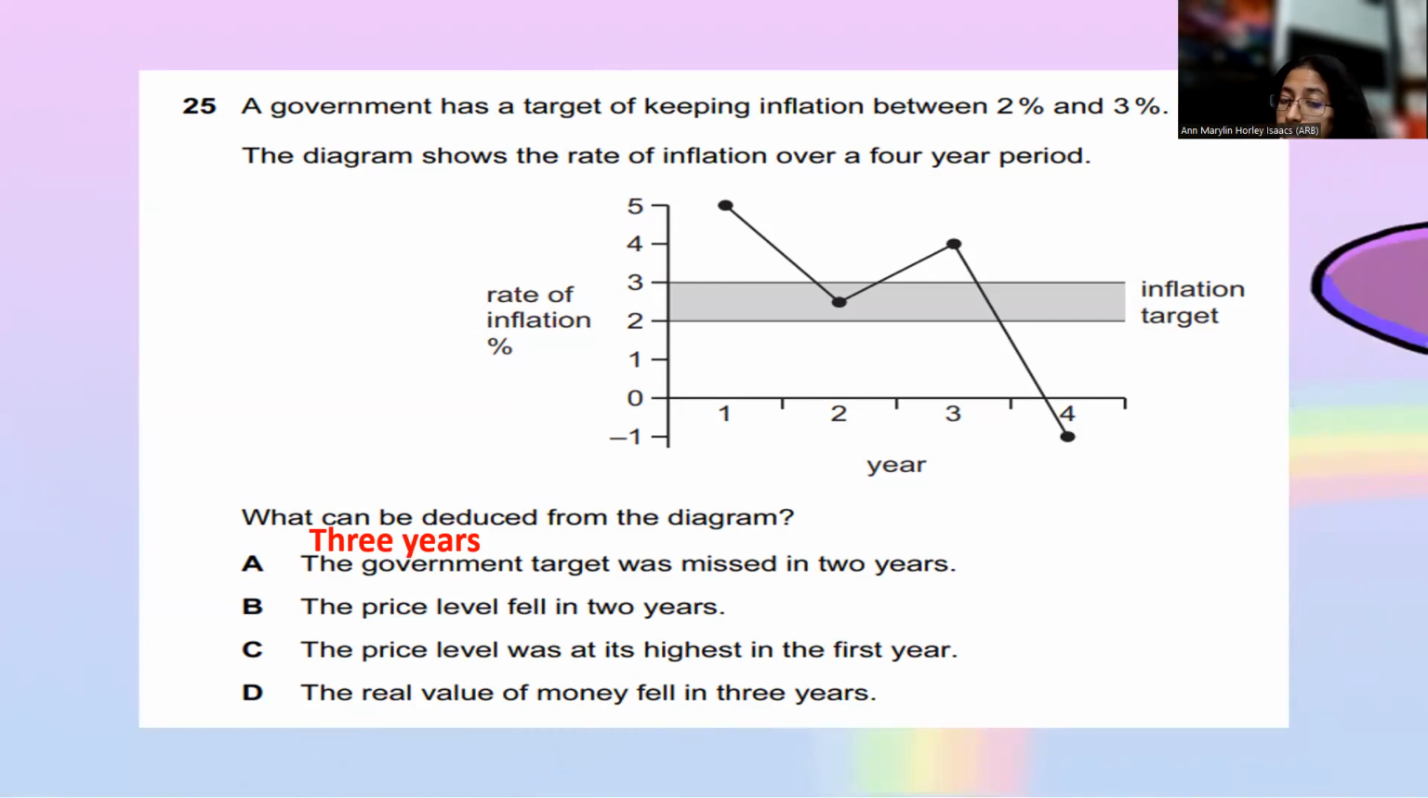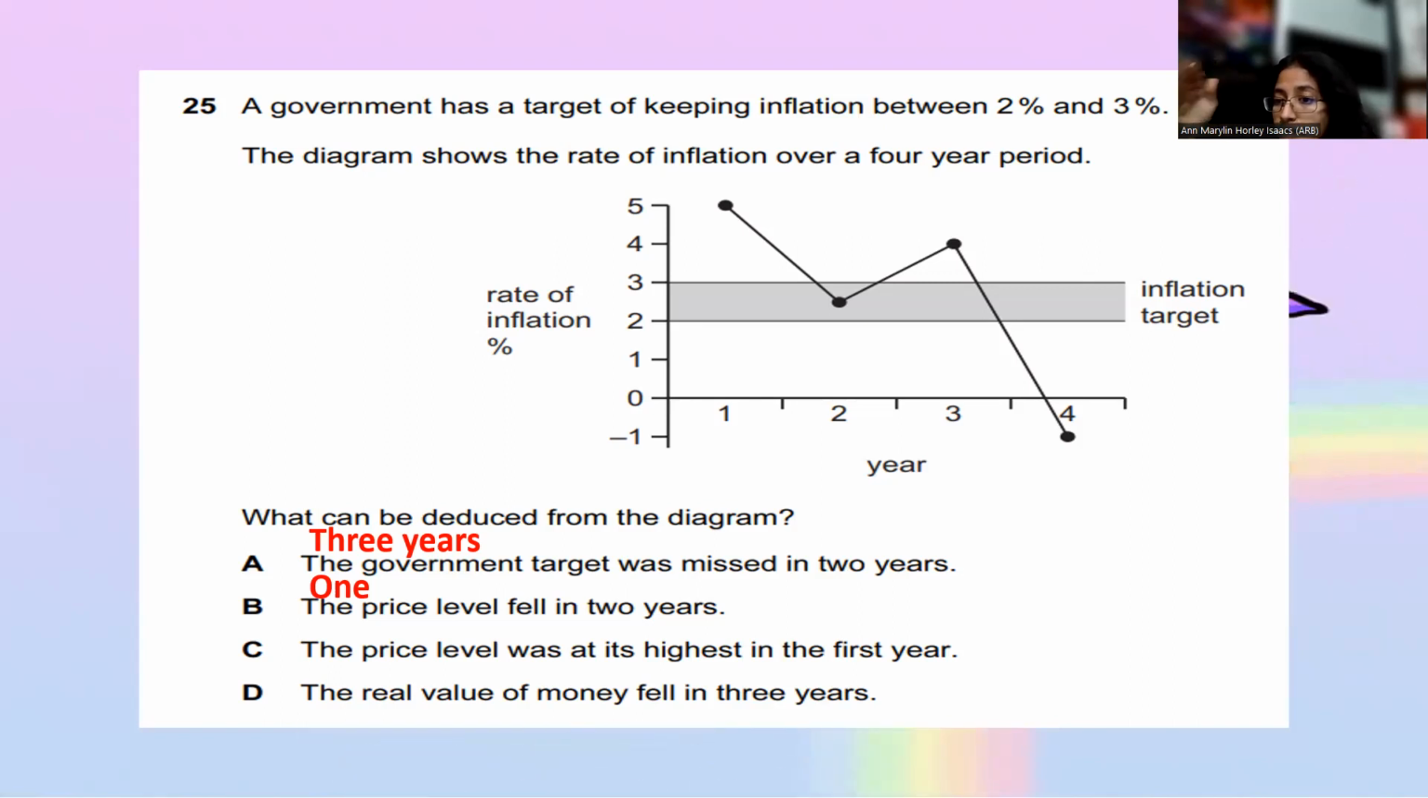Actually, I'll go into that in the next explanation. In year 4, it has decreased by 1%. So the price level only fell in one particular year. That is for the 4th year. Now, going back to what I said earlier, year 1, it increased by 5%. Year 2, it increased by another 2.5%.